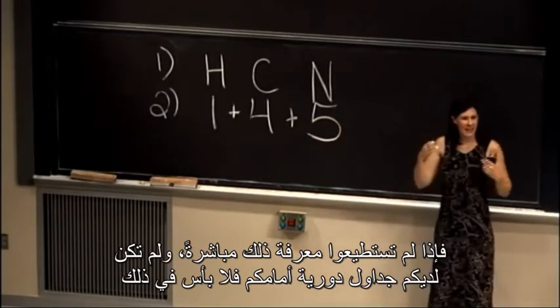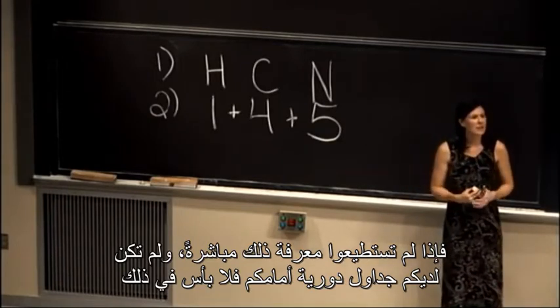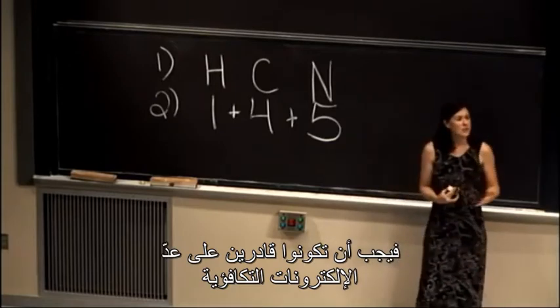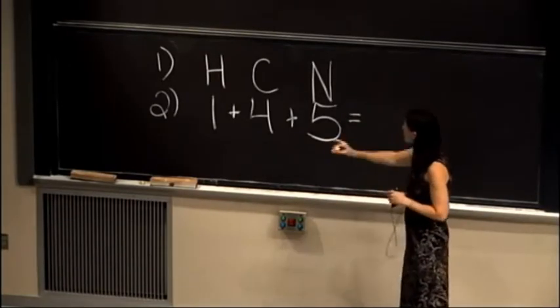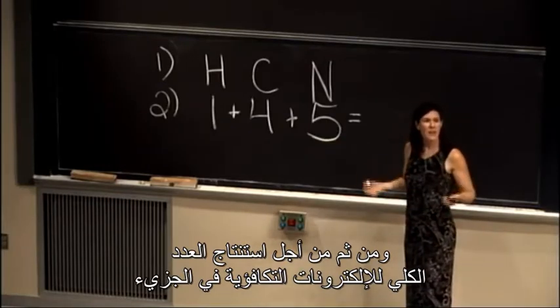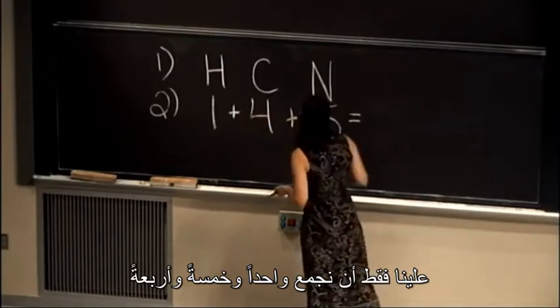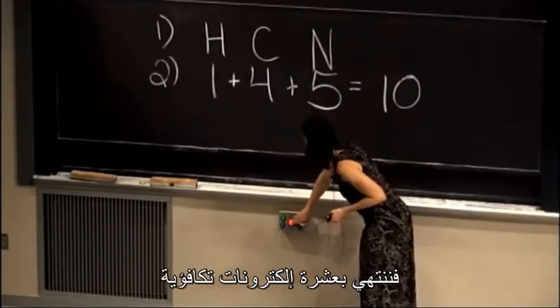If you can't immediately know, and you don't all have periodic tables in front of you, that's fine, but if you have a periodic table in front of you, you need to be able to count valence electrons, so work on that if it doesn't come naturally. Then to figure out the total number of valence electrons in our molecule, we just add 5 plus 4 plus 1. So we end up having 10 valence electrons.